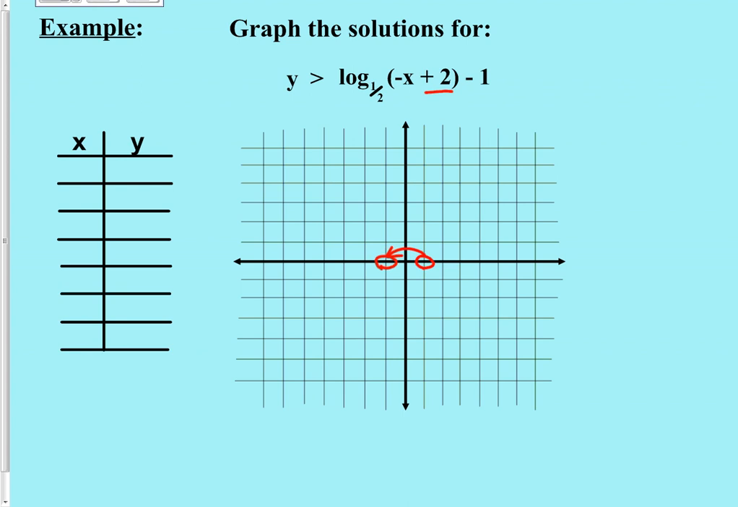Here we have an h value of 2. Now remember, when the negative value is in front of the x, that causes this h to read exactly the way it is written. So that actually is a positive 2. So it's going to move it 2 units to the right. And then we have a k value of negative 1. That will drop it down 1 unit.